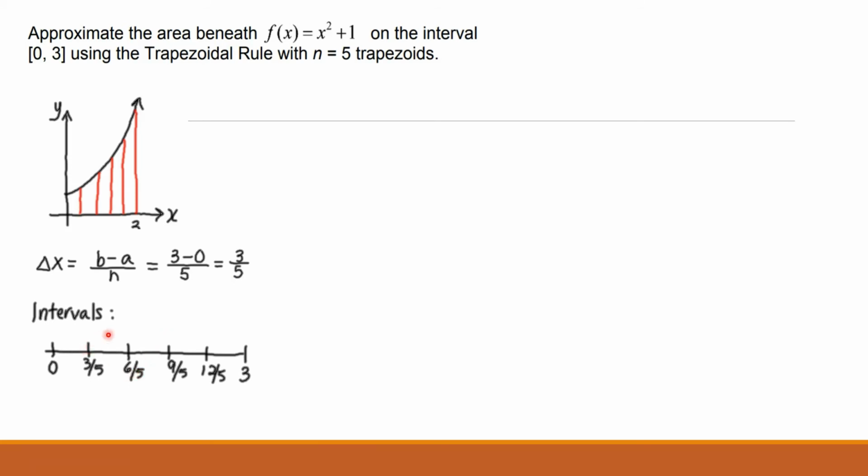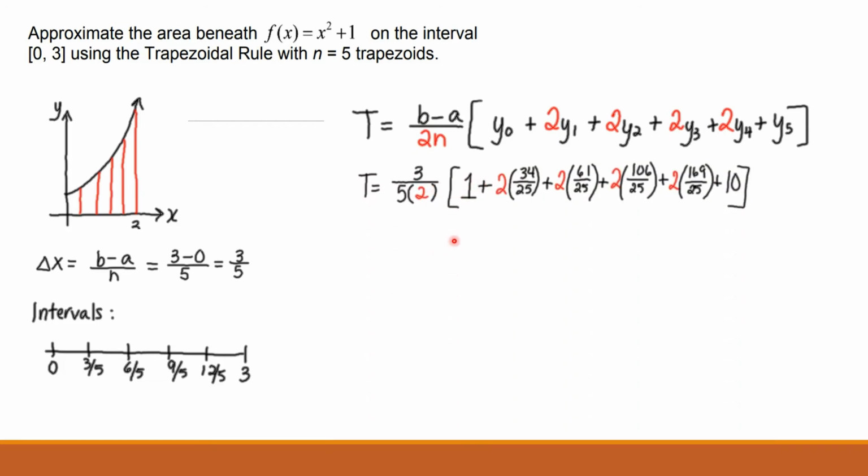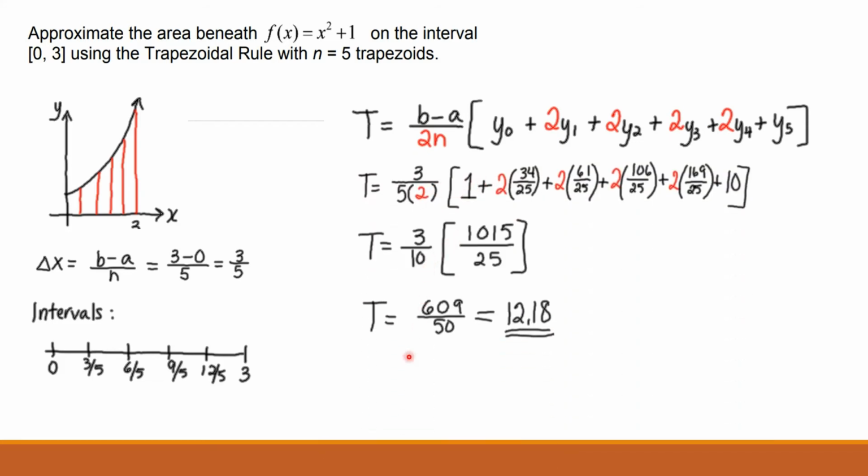And this is our interval using a number line. So our formula, plugging in, we have the answer of 12.18, which is the estimated area beneath the function x squared plus 1.